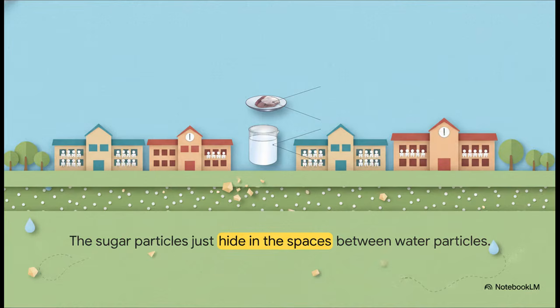It doesn't disappear. Look closely at this drawing. The teeny tiny sugar particles, they simply break apart and then they fit into the empty spaces between the water particles. It's kind of like finding the perfect parking spot. So this simple experiment proves two very important things. One, that matter is made of particles, and two, that there are tiny gaps or spaces between those particles.